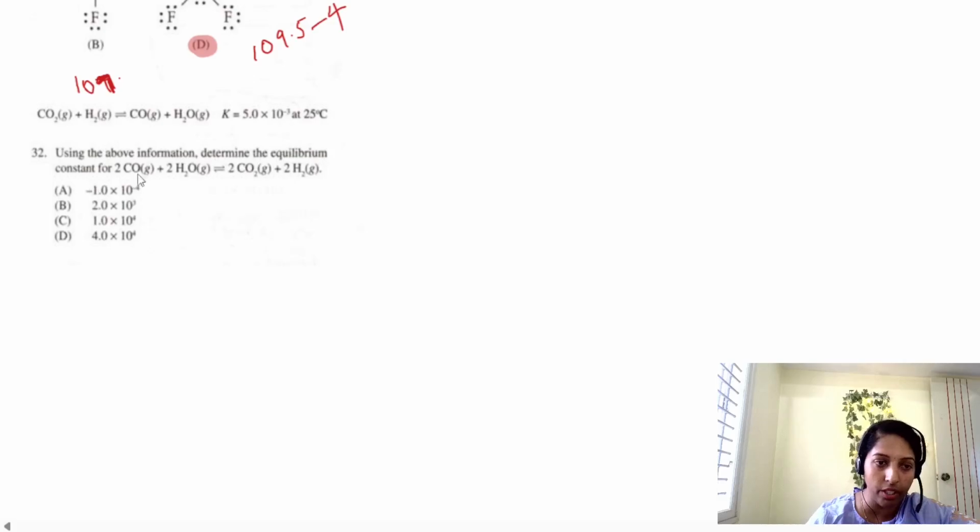Okay, then next one, CO2 plus H2 gives CO plus H2O. The K value is given. Using the above information, determine the equilibrium constant for 2CO plus 2H2O gives 2CO2 plus 2H2.